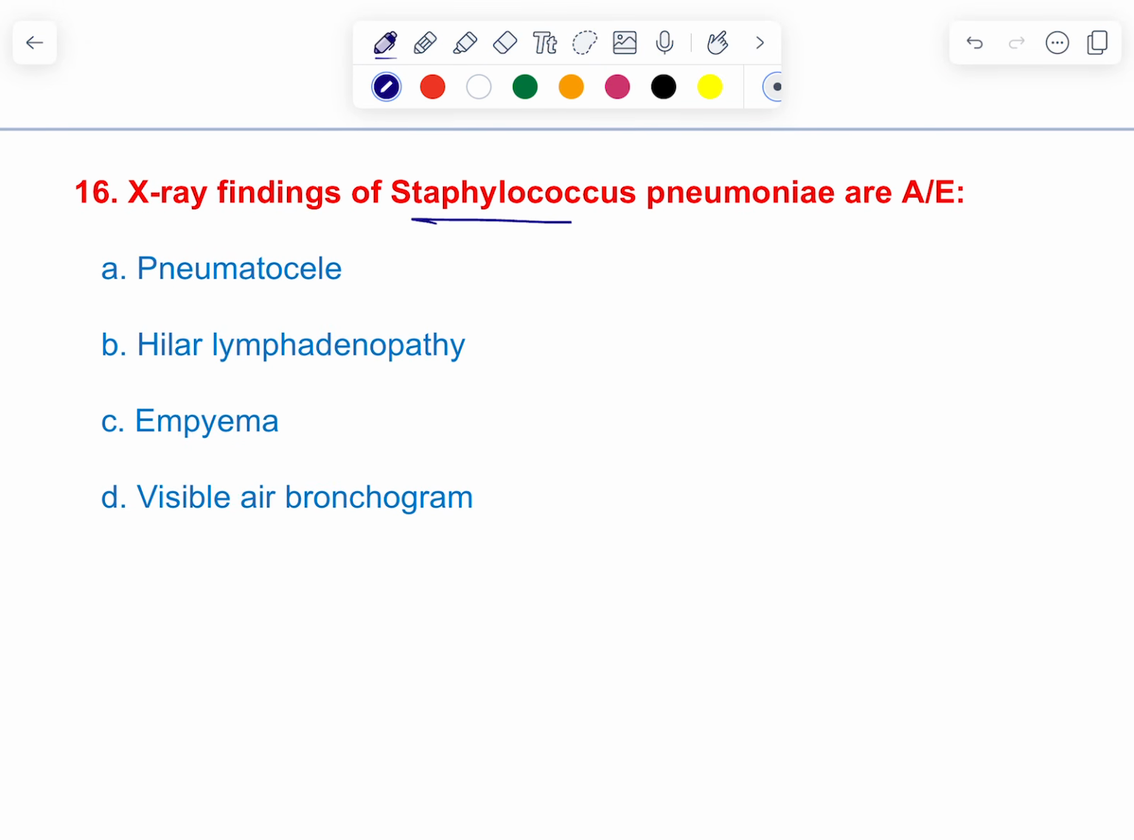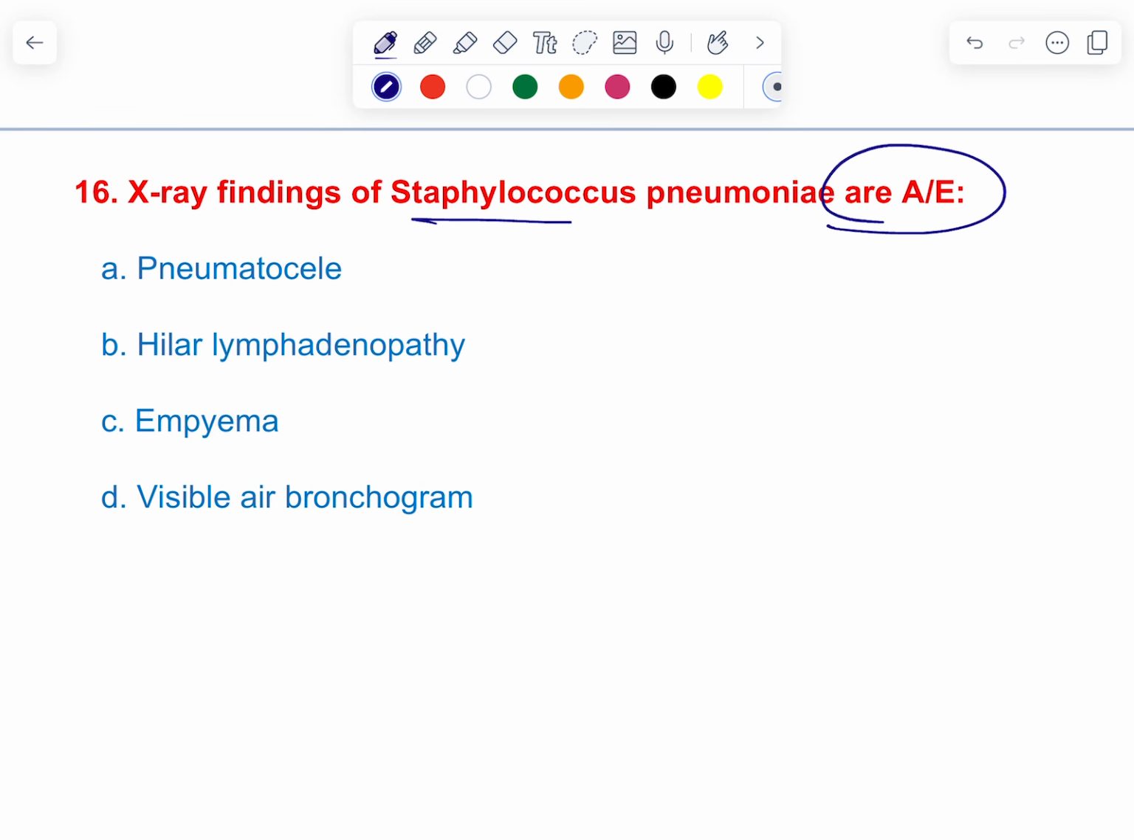X-ray findings of the Staphylococcus are all except: pneumatocele, hilar lymphadenopathy, empyema, visible air bronchograms. Staphylococcus aureus is the one which will cause bronchopneumonia, and to a certain extent it will also cause lobar pneumonia, right? In the case of Staphylococcus aureus, you have cavitation and abscess formation.